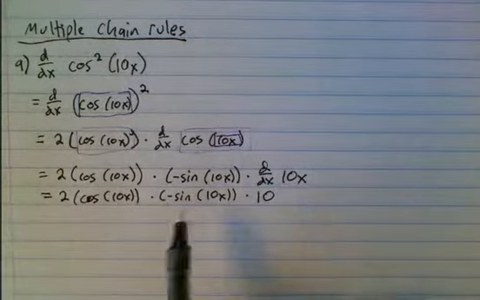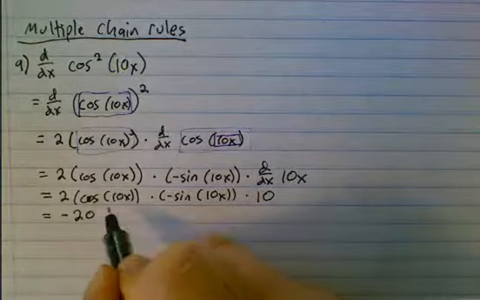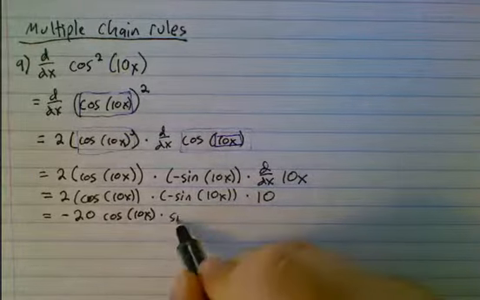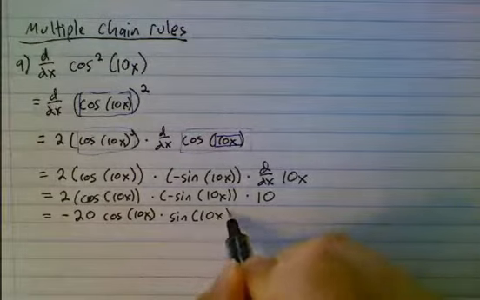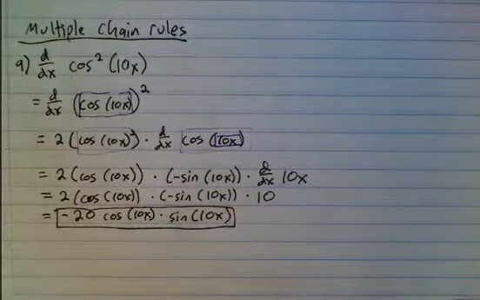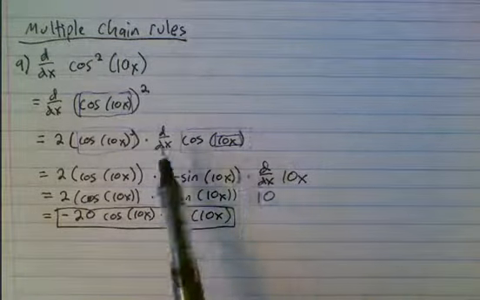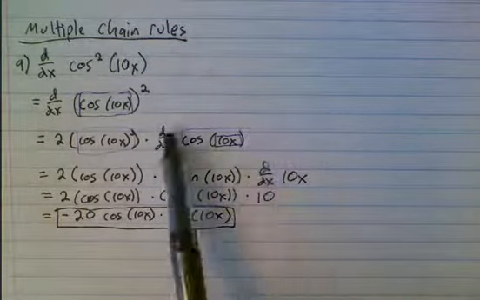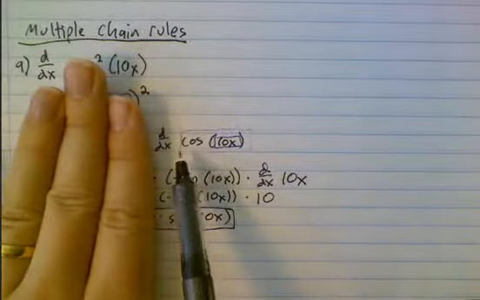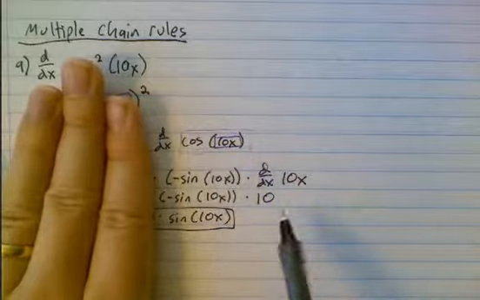And now we can take all of our coefficients and multiply them together. That's negative 20 cosine of 10x times sine of 10x. The key to this problem is that once we've done this and we're looking at this derivative right here, we're treating this derivative as if it were a new problem. This part right here is just along for the ride. And when we do that, we can see that, oh, look, just as if this was a new problem, we're going to have a chain rule.